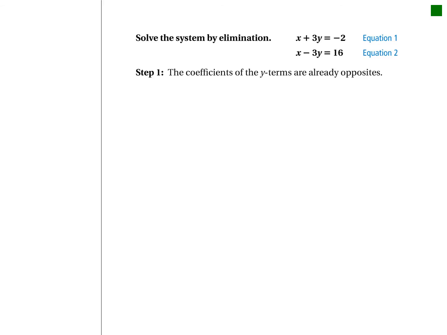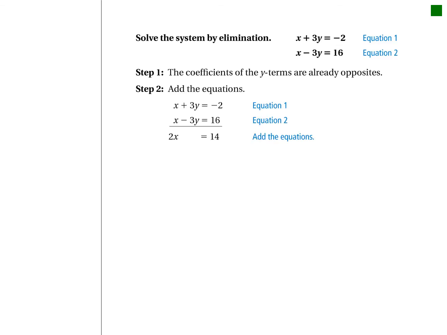The coefficients of the y terms right here are already opposites, and you all know that you can add or subtract anything to an equation, and believe it or not, you can add or subtract equations to each other. So we're going to add the equations together, and here's equation 1. Equation 2 is going to be treated just like adding something like maybe 3 or 5 or an exponent, but we're going to add the entire equation together. And here's what it looks like.